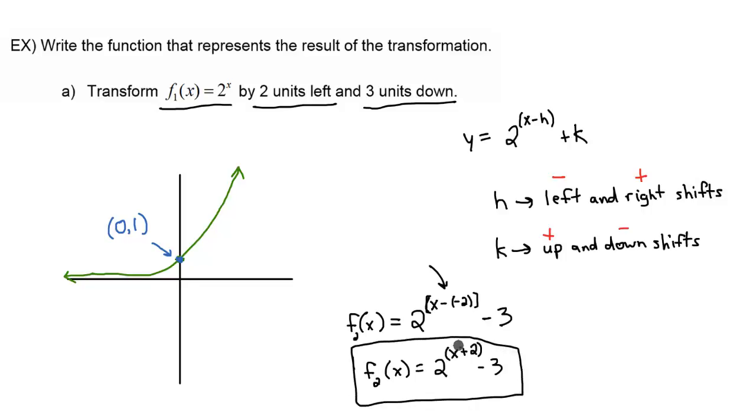Could you have just jumped right to the plus 2? Sure, because in our formula here we're subtracting h, so we're doing the opposite of h. So like I said, our h had to be a negative 2, so we go opposite, which would be plus 2.